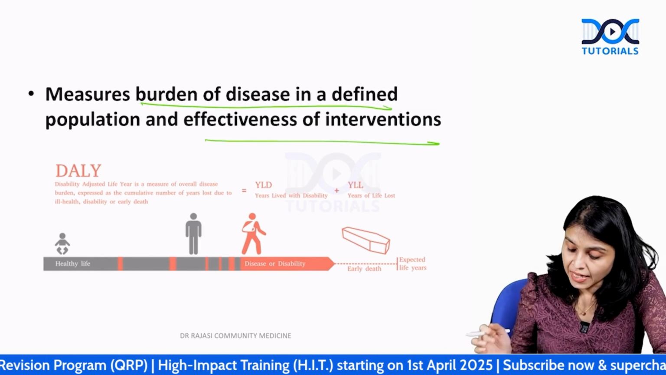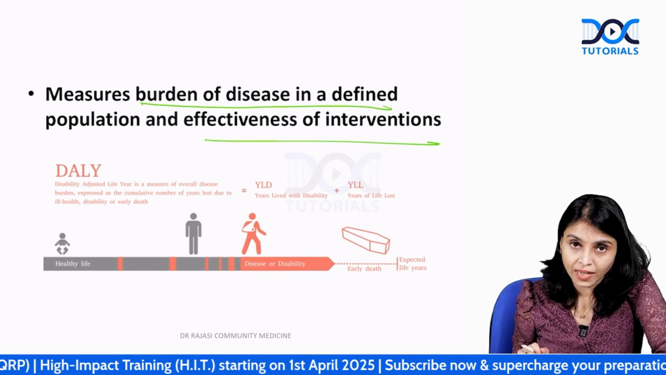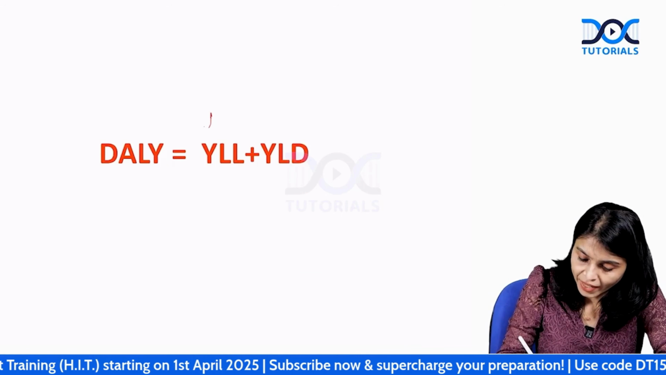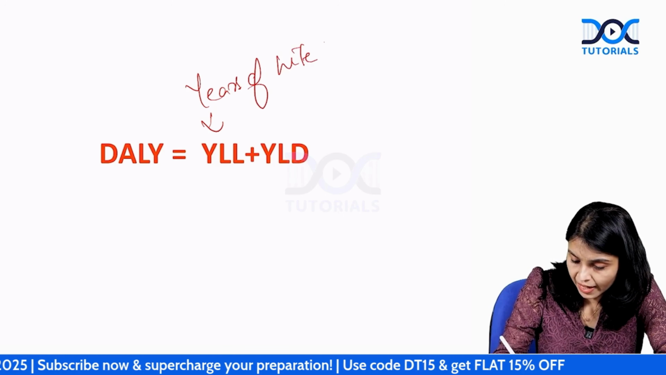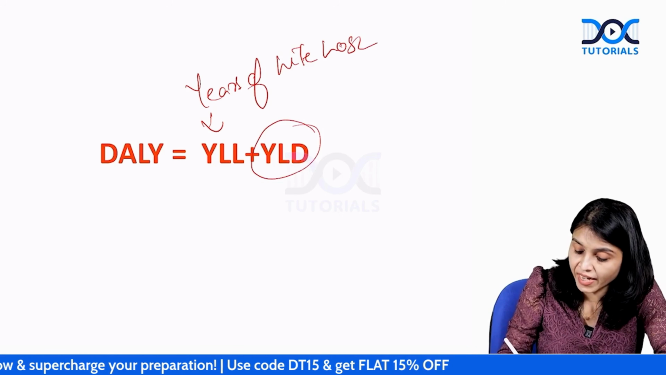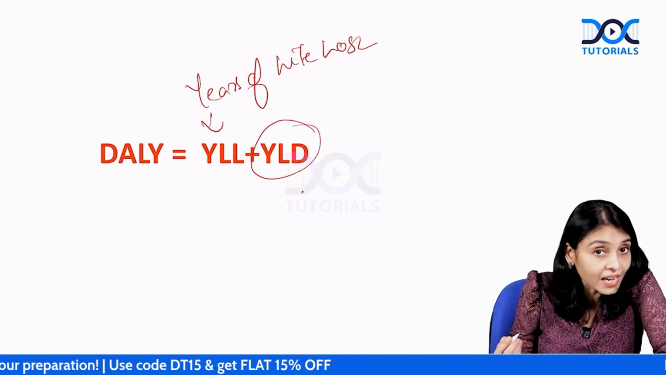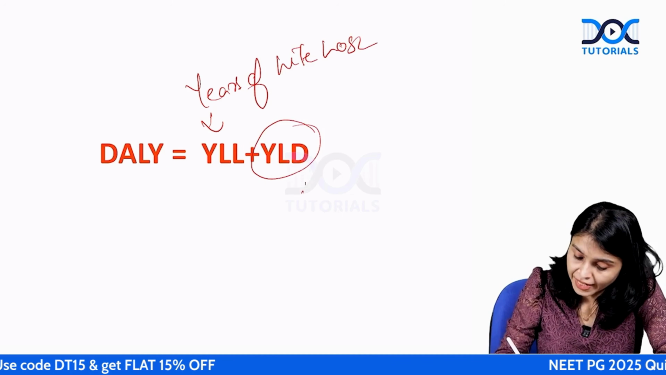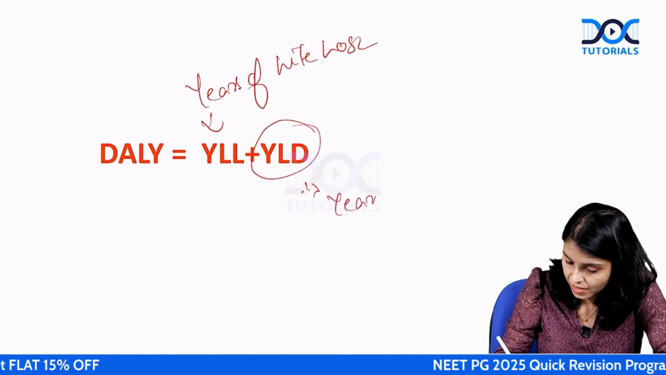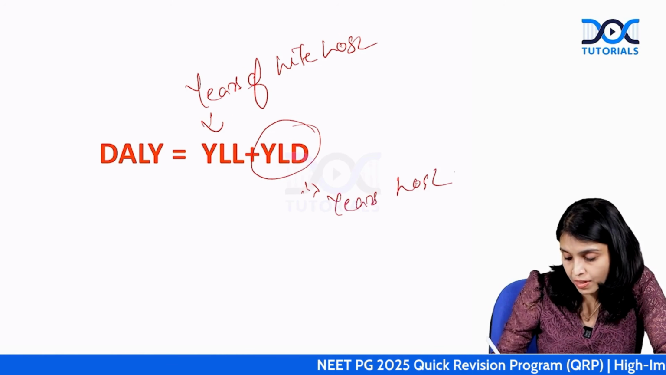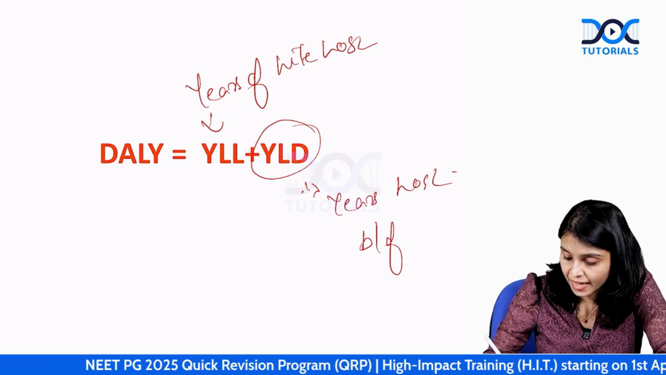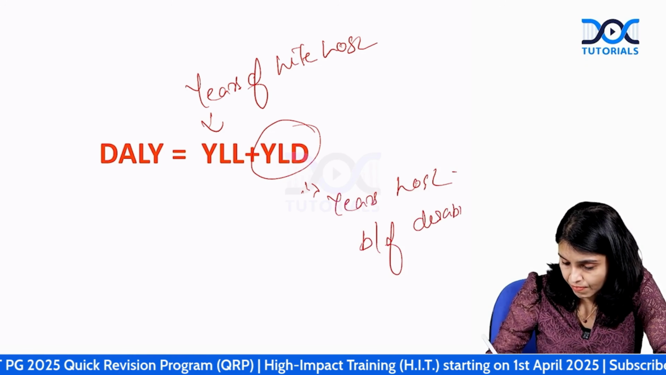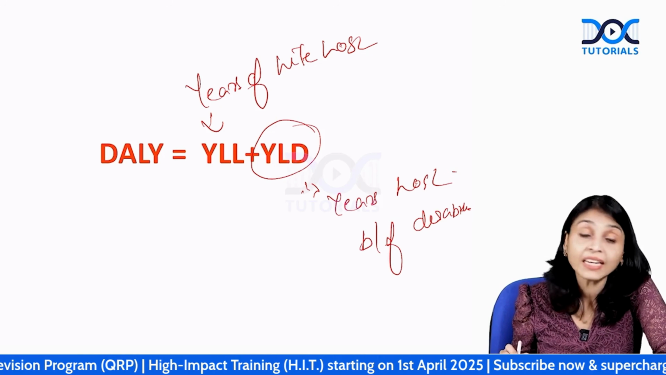And DALY is calculated using 2 things. YLL is years of life lost. YLD is years lived with disability, or lost because of disability. This is what you're calculating in DALY.